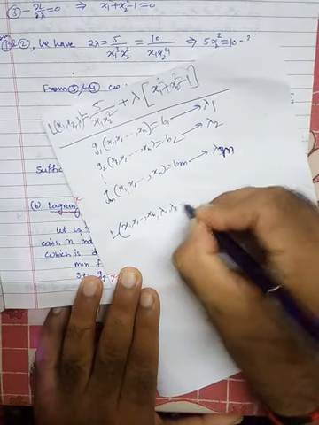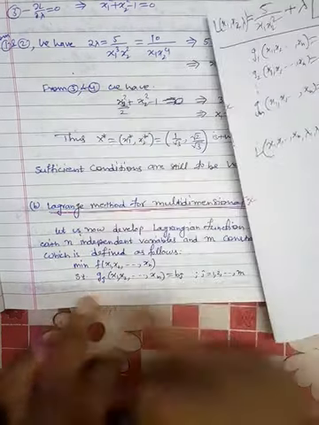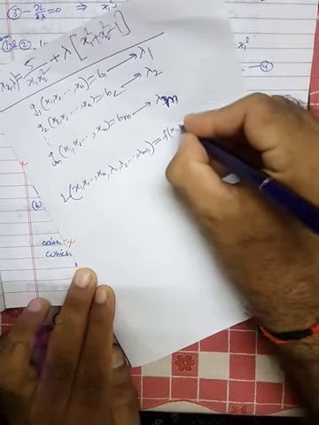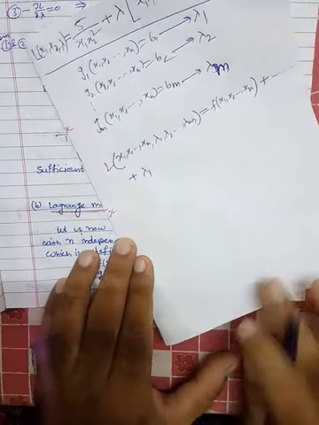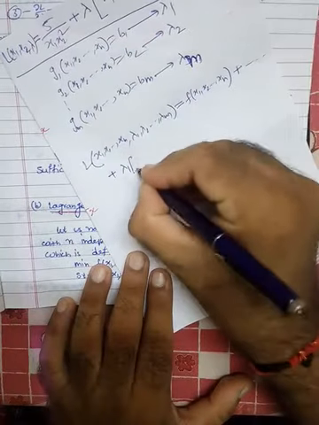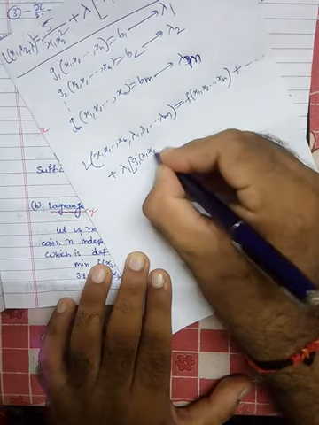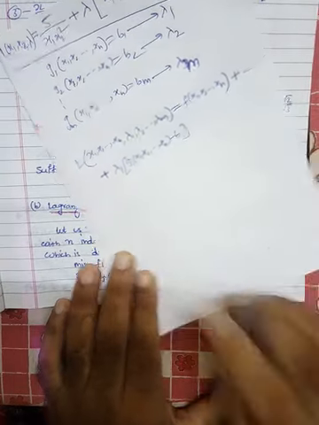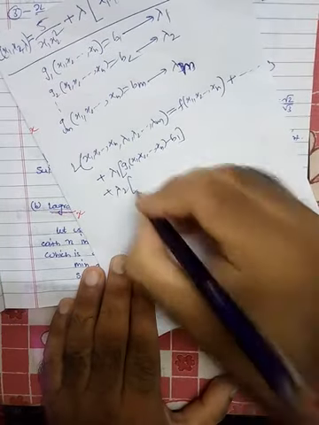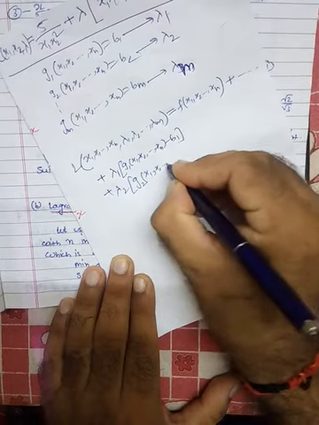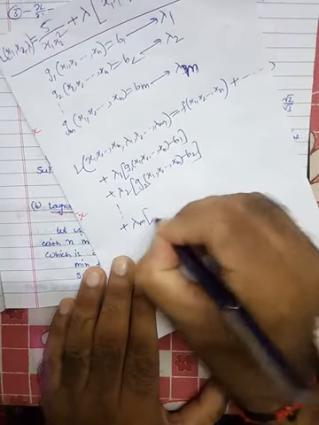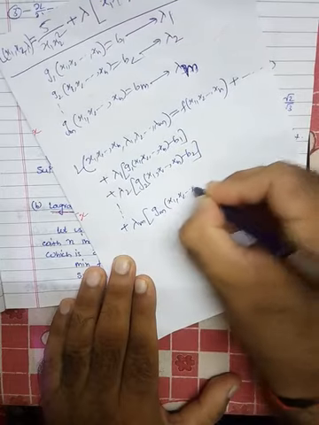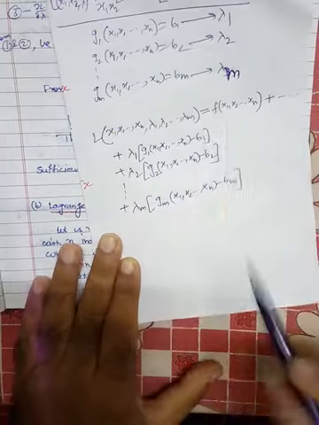So write down here lambda 1 lambda 2 lambda m is equal to first the objective function, which is f x1 x2 xn, plus lambda 1 times the first constraint, which is g1 x1 x2 xn minus b1, plus lambda 2 times the second constraint g2 x1 x2 xn minus b2, and so on, plus lambda m gm x1 x2 xn minus bm. This is our Lagrangian function.